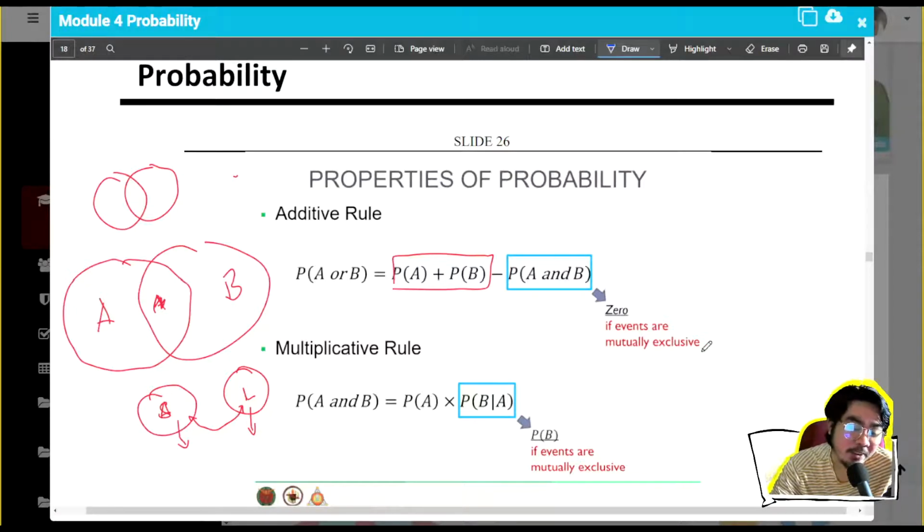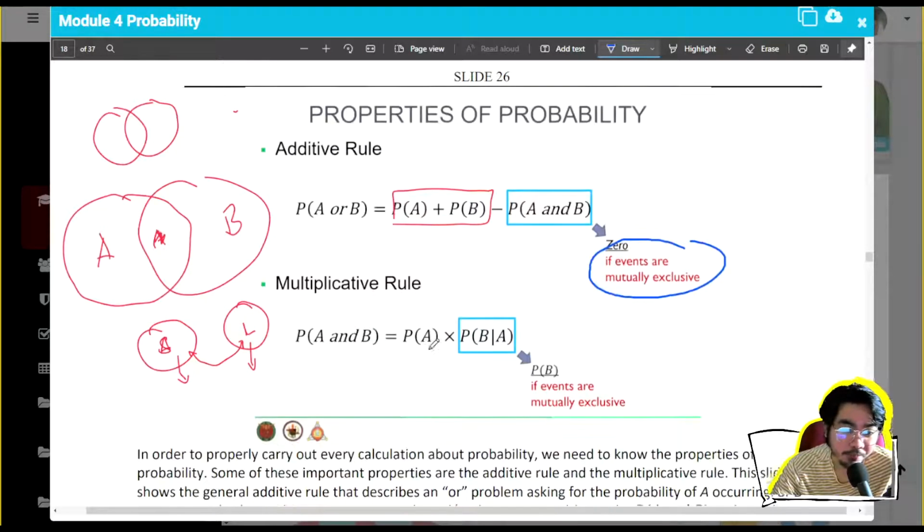But again, in MMME14, usually we just simplify it by saying that events A and B are mutually exclusive, and when they are mutually exclusive, the value of this term is zero. If events are mutually exclusive, the probability of A and B is equal to 0.